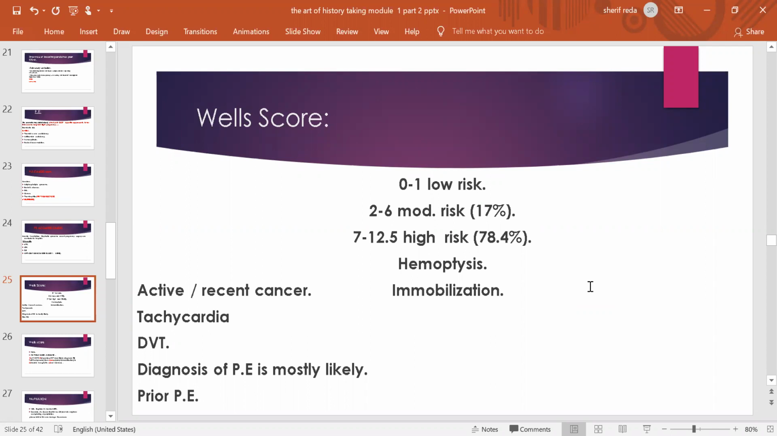What are the items of the Wells score? Hemoptysis, plus yes or no, immobilization, active and recent cancer. Immobilization means immobilization for 3 days or more during the last 3 months, and active and recent cancer, tachycardia, DVT, diagnosis of PE is most likely, and prior PE.